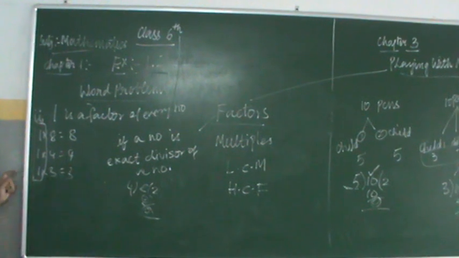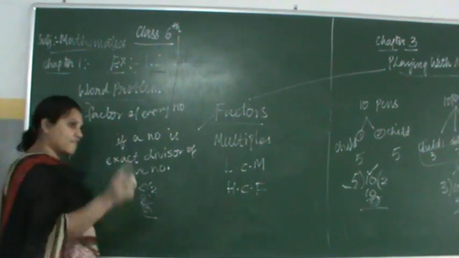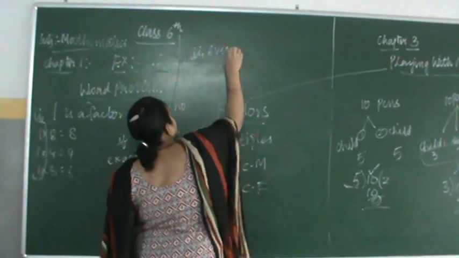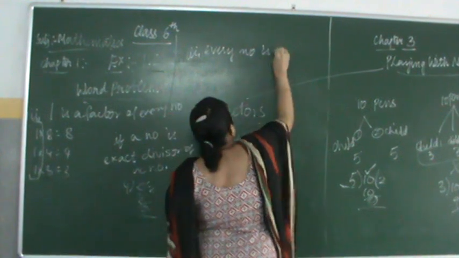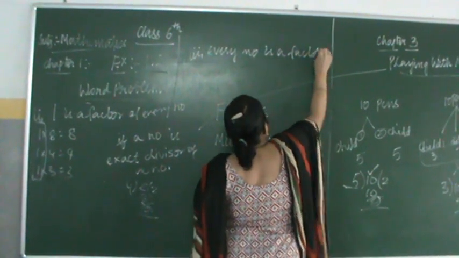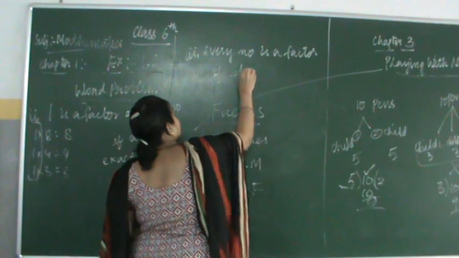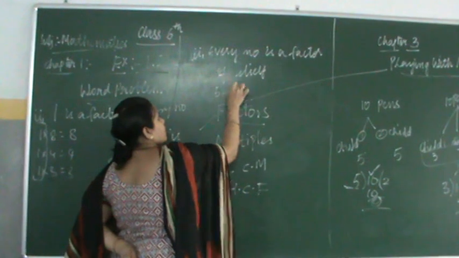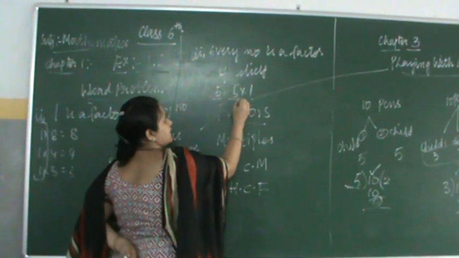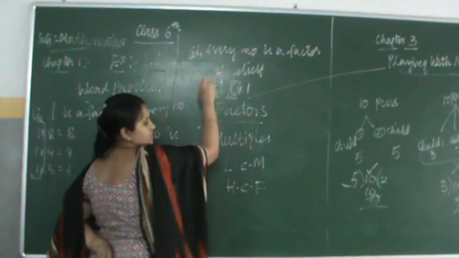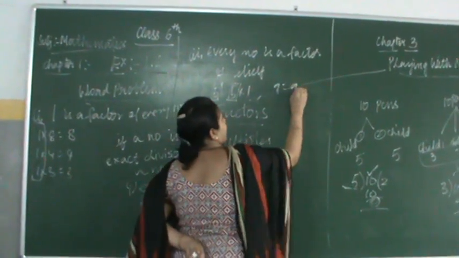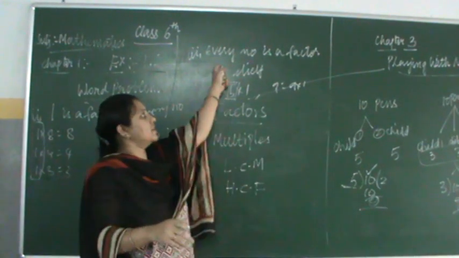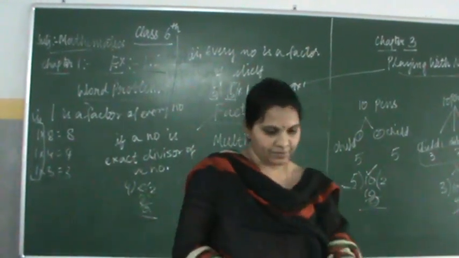Next one. Every number is a factor of itself. See, children, every number is a factor of itself. For example, 5. 5 into 1. Every number is a factor of itself. Yes, children? 9. 9 into 1, 1 into 9. Every number is a factor of itself. Next.